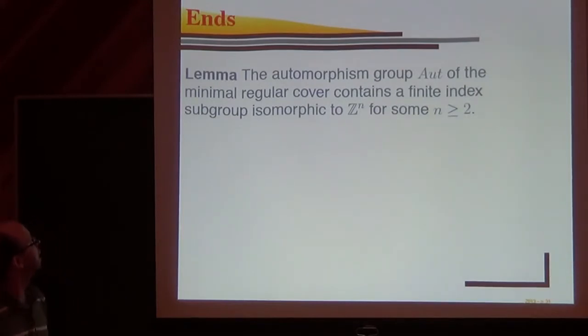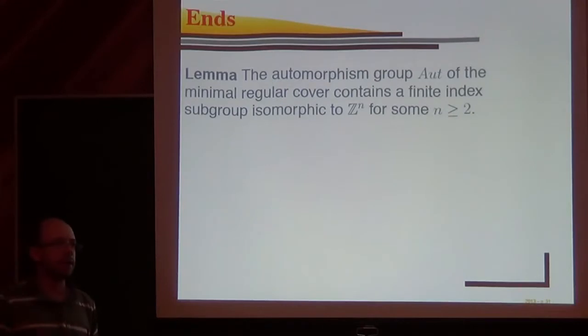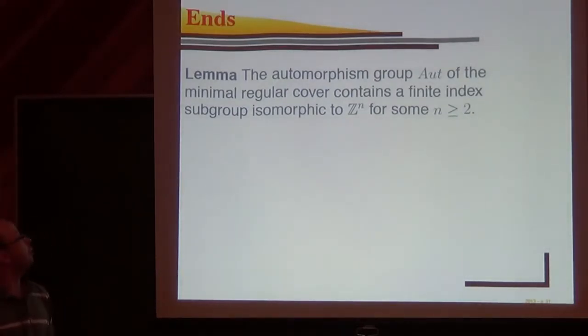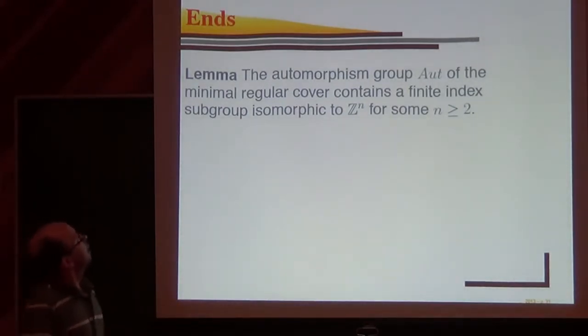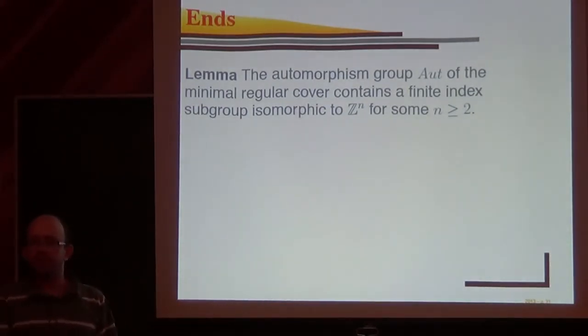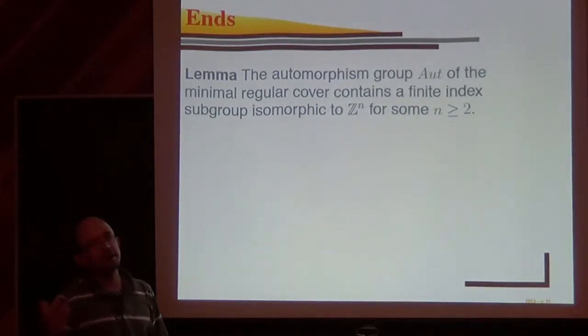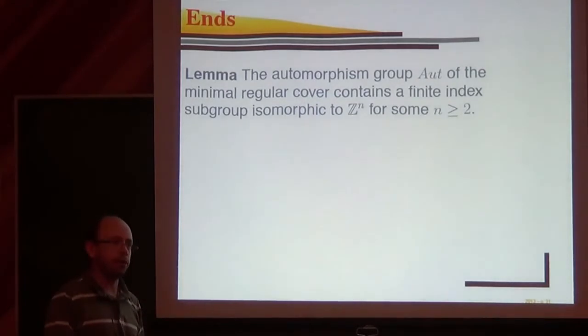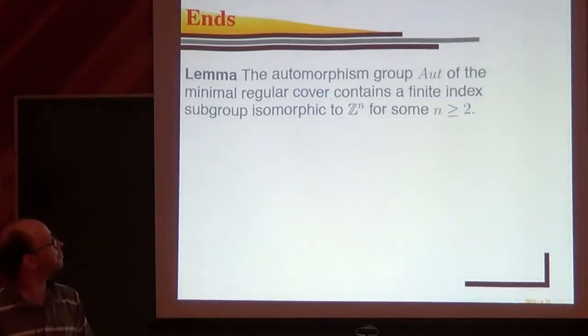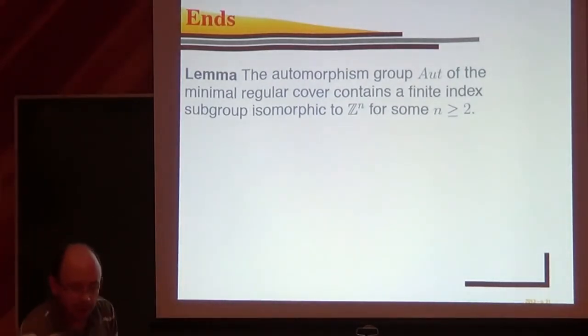So first, in the paper with Mark Mixer and Gordon Williams, we found out that the automorphism group of the minimal regular cover of any of our tessellations is virtually abelian, in the words of Ferran. So that means that it has a finite index subgroup isomorphic to Z^n for some n greater than or equal to 2. So that was known.